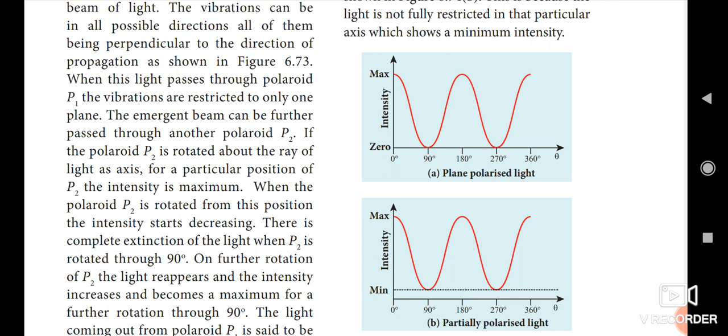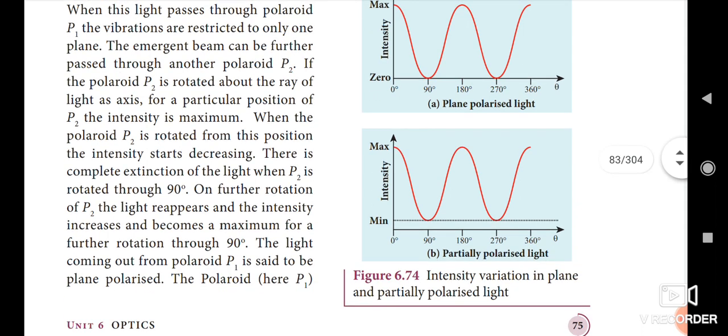Okay, first it moves on, it reaches the maximum value for the plane polarized light, then with the next 90 degree rotation it comes to the 190 degree. Then again with the next 90 degree rotation it moves to the maximum value, then with the next 90 degree analyzer rotation it comes to the 270 degree. Like that it reaches maximum to 0, maximum to 0, maximum to 0, like that it moves on. But in partially polarized light it does not come to the 0 state.